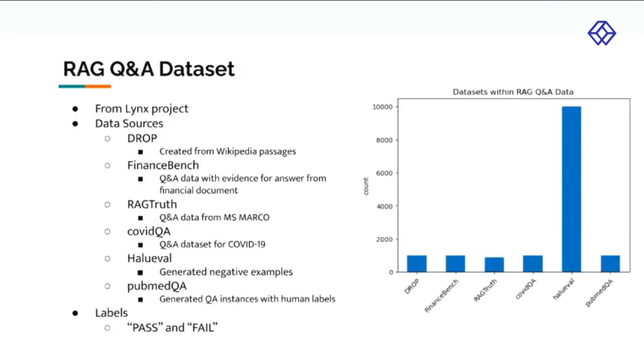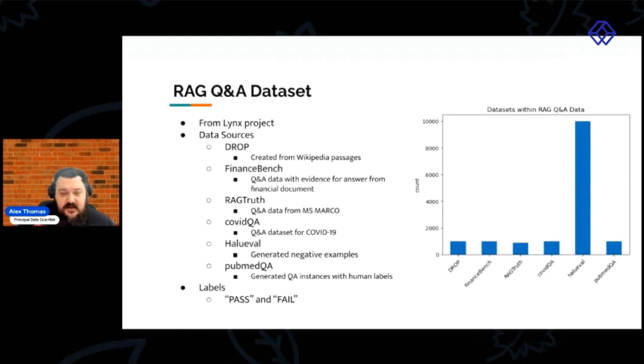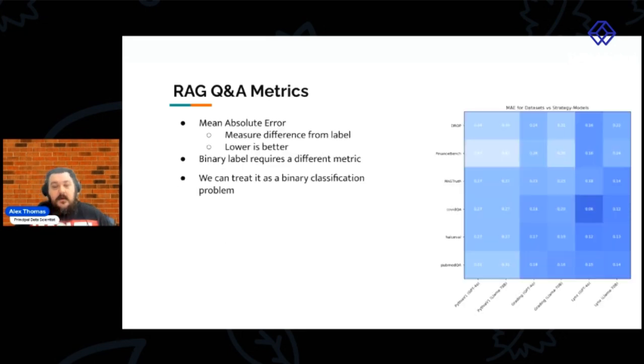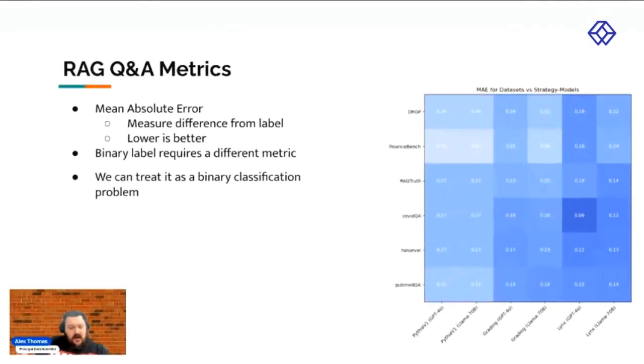So let's talk about our RAG Q&A data set. This is a data set that the Links project uses. It's composed of these other data sets, and all the labels are just pass-fail, which their system is also built to produce. So when we measure this one with mean absolute error, it looks like Links is doing pretty well, but it doesn't really make sense for the binary one, because if we are comparing 2 binary variables, the error is going to basically be based on the few that it disagrees on. So that's a weird way of measuring that.